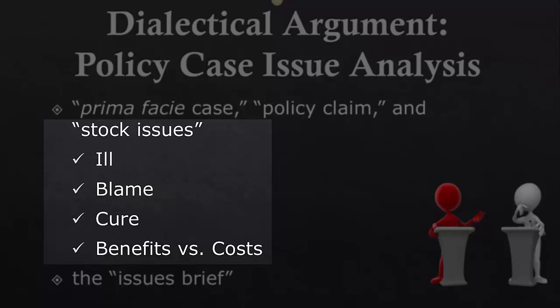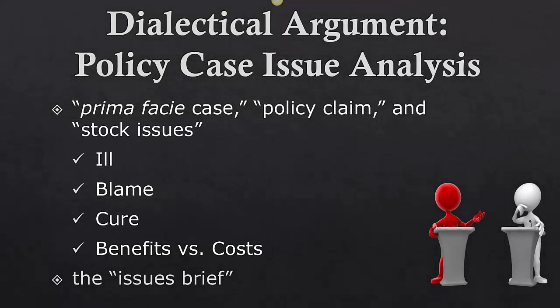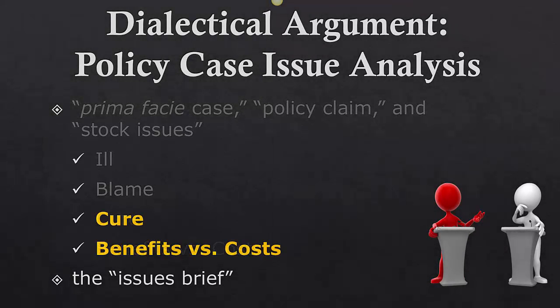So in the first part of this series, we talked about the broader concepts and then looked, generally speaking, at the four stock issue areas. We then looked at the specific argument strategies for the stock issues of ill and blame in more detail. So in the second part, we're going to look at the specific argument strategies that a policy advocate can use for the stock issues of cure and benefits versus costs.